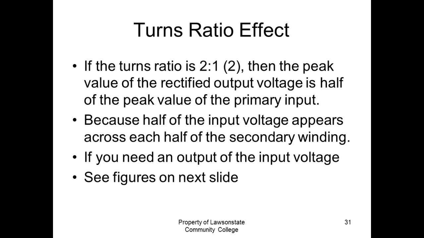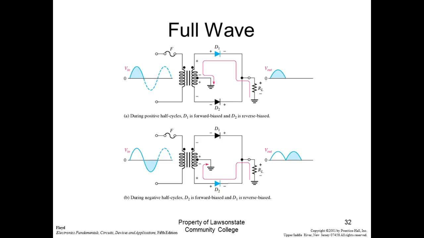The turns ratio effect: if the turns ratio is 2 to 1, then the peak value of the rectified output voltage is half of the peak value of the primary voltage, right? You understand that? And we're only using 1/2 of that. So you've got one of two things. You can divide the input voltage by the ratio and then take your answer and divide it by 2. Or you can use twice the ratio, and that'll still give you the same result for this power supply right here. We drew this out, so we're going to go right through it.